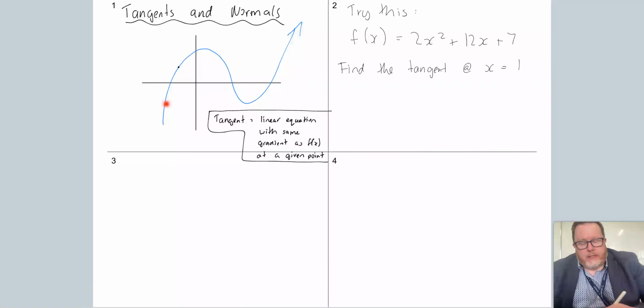So here's a point on this old cubic graph here. And if I draw it nice and neatly, wish me luck. Oh, that was pretty good. We can see we've got a straight line like so. It passes through that point. It tends to kind of kiss the graph and then keep going. And the gradient of this straight line will be the same as the gradient of that point.